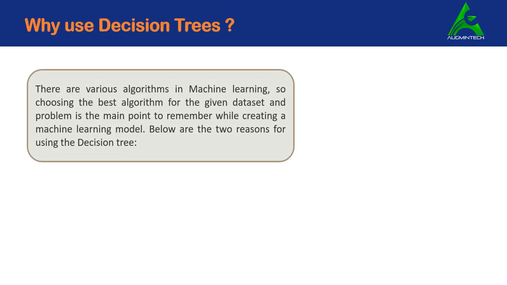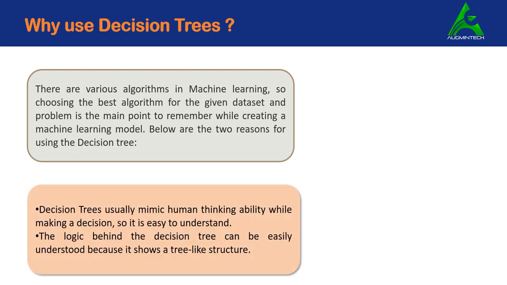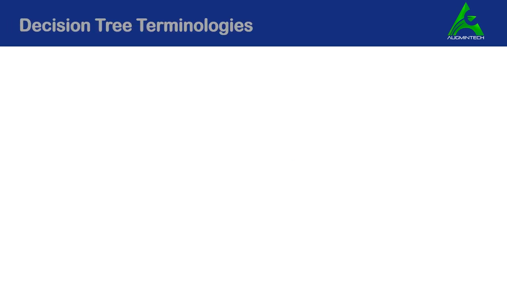Now, why use decision trees? There are various algorithms in machine learning, so choosing the best algorithm for given data set and problem is something really important. Here, the main point to remember while creating a machine learning model is, below are the two reasons for using the decision tree. It usually mimics human thinking ability while making a decision, so it is easy to understand. And the logic behind decision tree can be easily understood because it shows a tree-like structure.